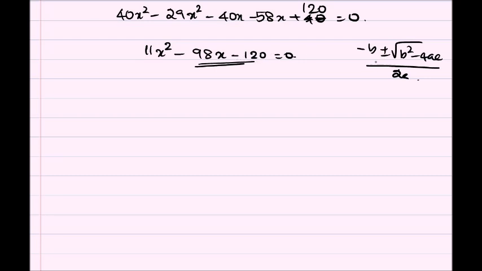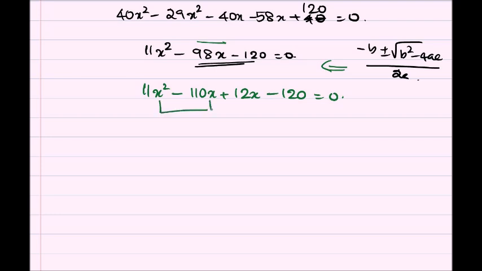We can use minus b plus or minus square root of b square minus 4ac by 2a for finding the value of x, or we can factorize this term. So here I am going to factorize this term. So we will get 11x square minus 110x plus 12x minus 120 is equal to 0.